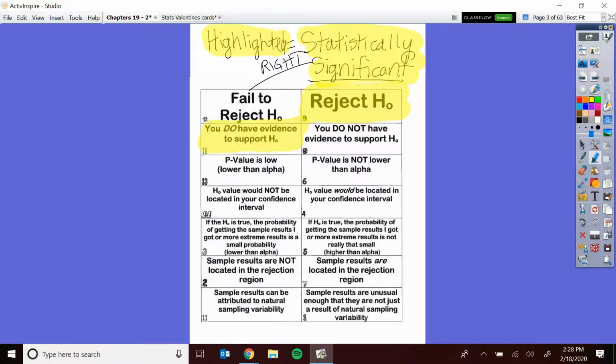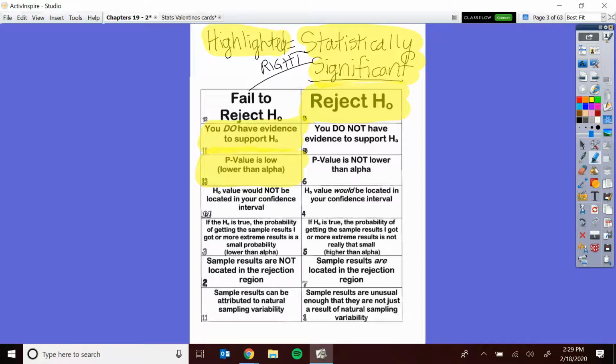How about this? P-value is low or P-value is not low? Which one is significant? Low. If that p-value is low, H0 has to go. So this number 13 should be on the right-hand side of your page. Number 13, statistically significant. Along the lines, let's skip to this little section here, numbers 3 and 5. I want you to look at these cards 3 and 5.